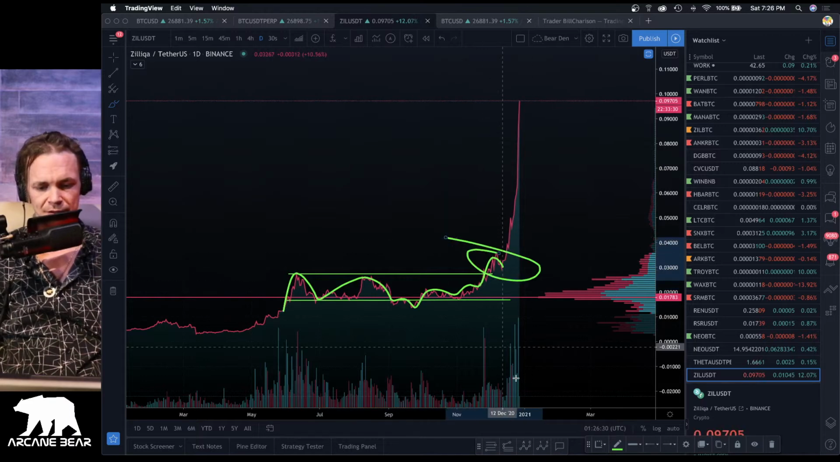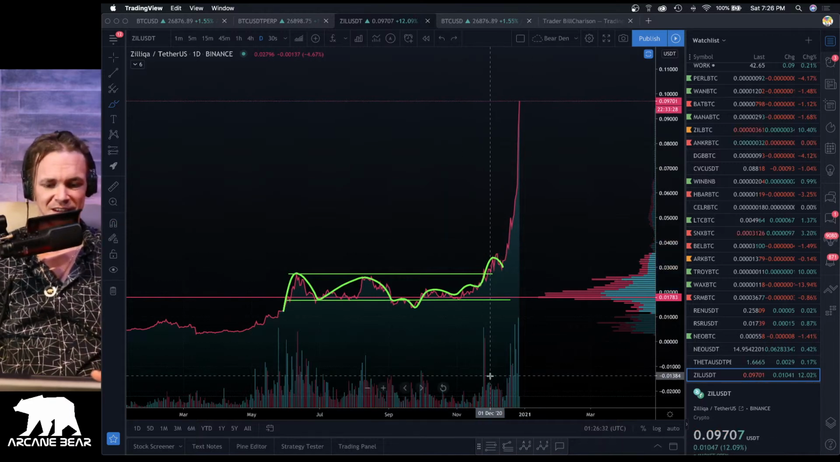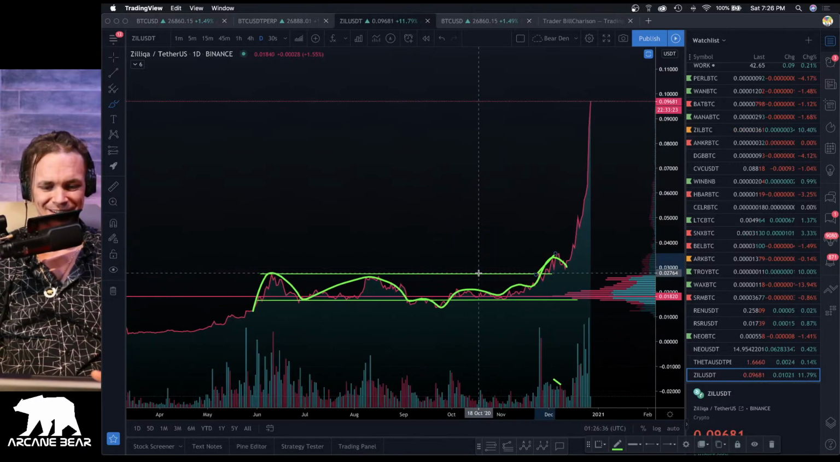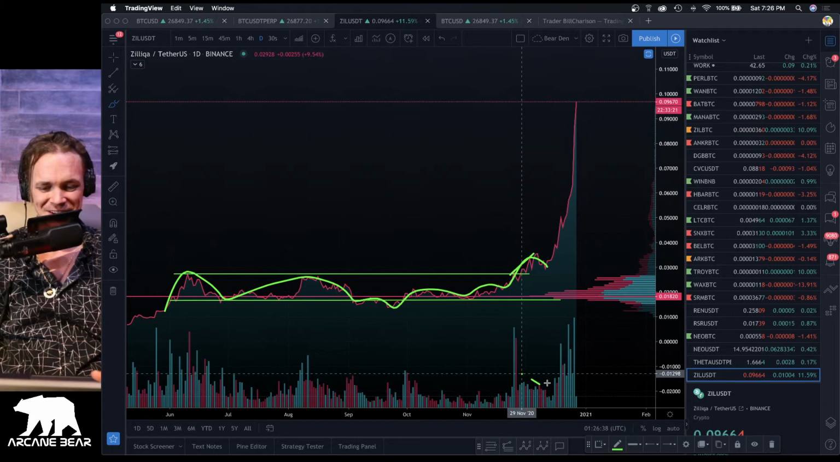This is where you can enter. And then again, look at this. Again, declining volume, rising price. Oh my dear Lord, ladies and gentlemen, you guys are learning how to do this so well.